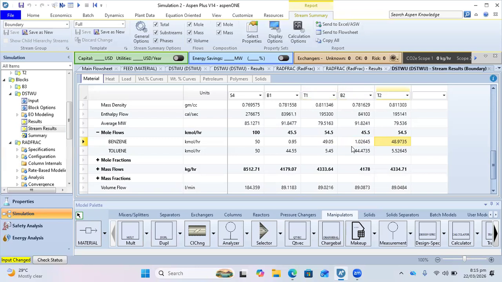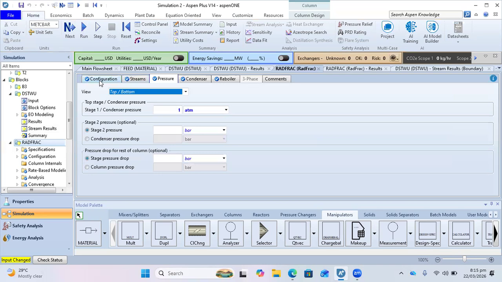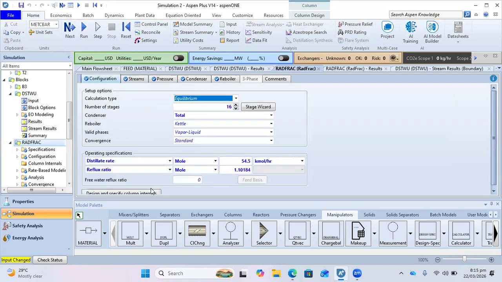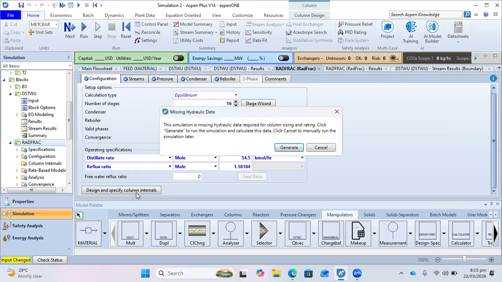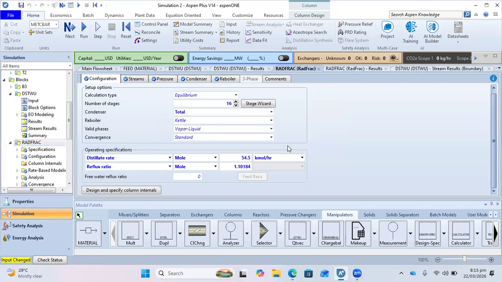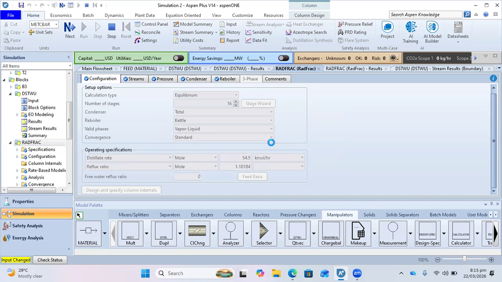But if you should now include things like your column internals, the differences might become a little bit more significant. So for that one, if you are in the RADFRAC block, under the configuration, you can come down here. You would see design and specify column internals. If you click on that, you can specify things like your column diameter, the weir heights, all these things. So you click on that, you click on generate. It will generate some hydraulic data for you. Then you can go into details with that. So I'll just show us how it looks, and then we'll move on to the other things that we were talking about. But I hope you see the difference.